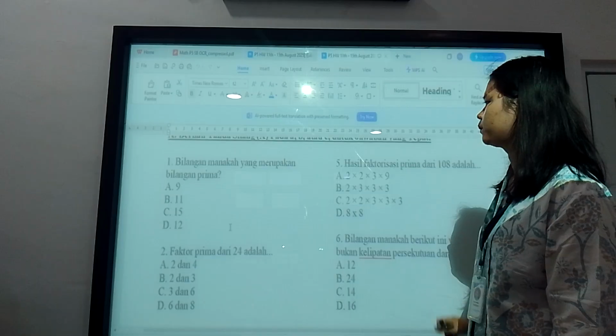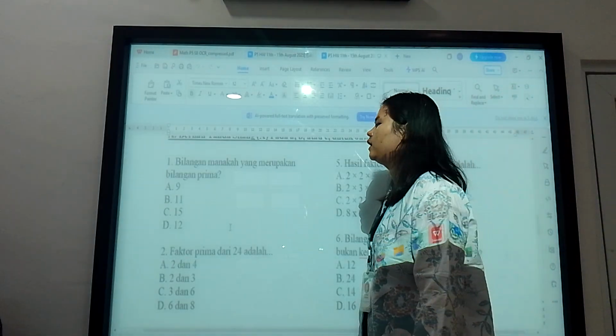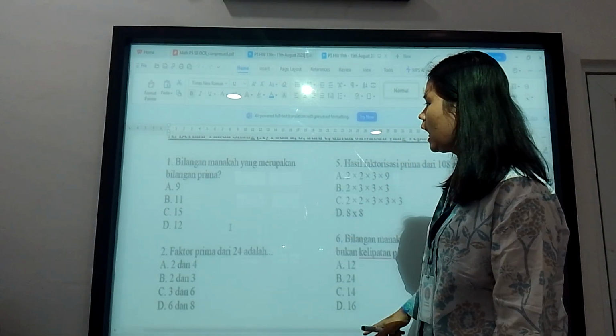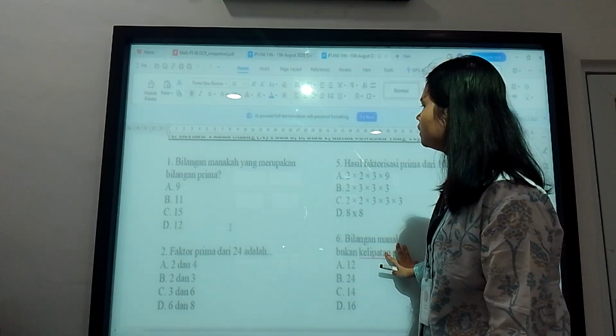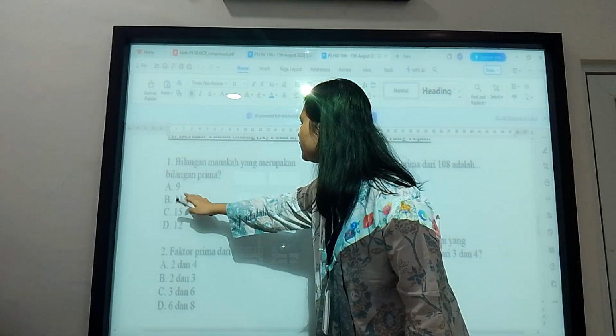Oke, Miss, mulai dari nomor 1 saja. Bilangan manakah yang merupakan bilangan prima? Yaitu ada bilangan A9. Sorry, yang merupakan bilangan prima adalah 11.